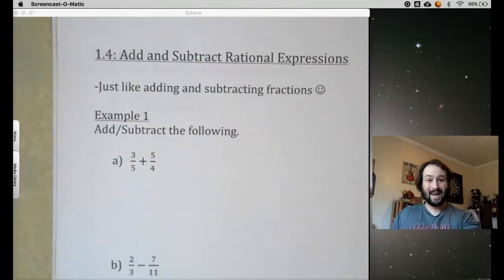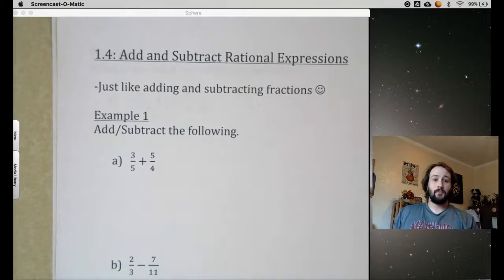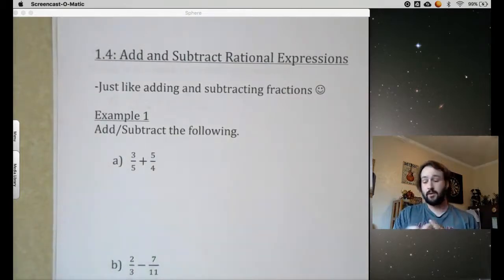In this video, we're going to be adding and subtracting rational expressions. So again, just like everything we've been dealing with before, we're essentially just working with fractions. That's it. So remember, when you're adding or subtracting fractions, you have to have a common denominator. So the common denominator has to be the same number in the denominator. That's what we are looking for.